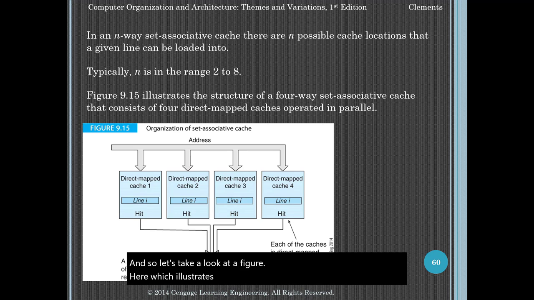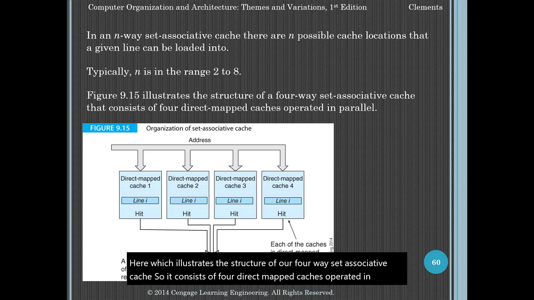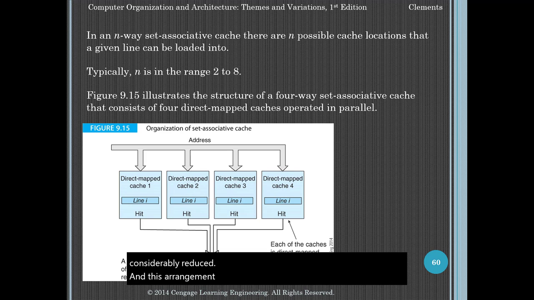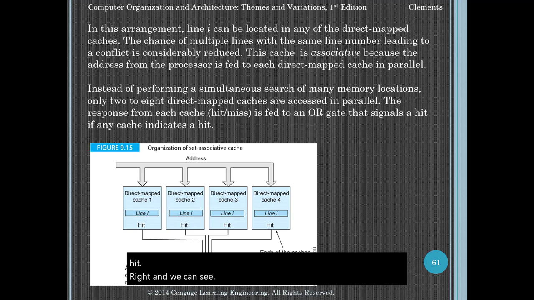here, which illustrates the structure of our four-way set associative cache. It consists of four direct mapped caches operated in parallel. In this arrangement, we can see a line can be located in any of the four direct mapped caches. Consequently, the chance of multiple lines with the same line number leading to a conflict is considerably reduced. This arrangement is associative because the address from the processor is fed to each direct mapped cache in parallel. However, instead of having to perform a simultaneous search of thousands of memory locations, only 2 to 8 direct mapped caches have to be accessed in parallel. The response from each cache, hit or miss, is fed to an OR gate that produces a hit output if any cache indicates a hit. And we can see how this works as we progress.